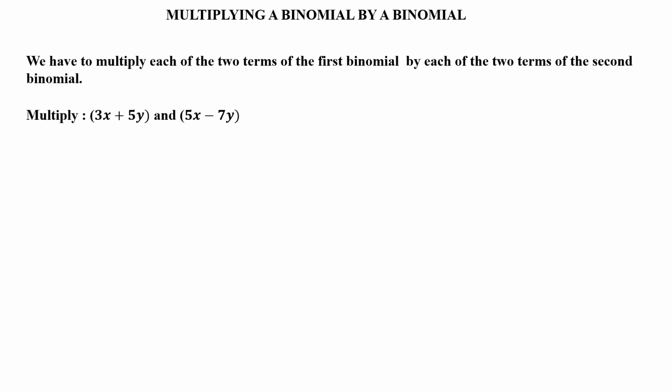So let's write it. So here you have to first multiply. You have to take the first term of the first binomial and multiply with the second binomial. So 5x minus 7y. Then take the second term of the first binomial, which is plus 5y, and then multiply with the second binomial, which is 5x minus 7y.